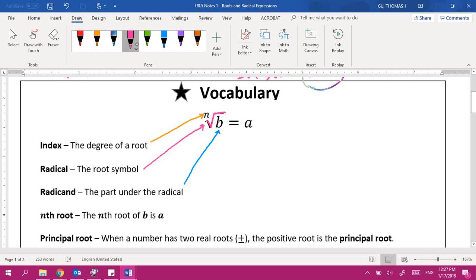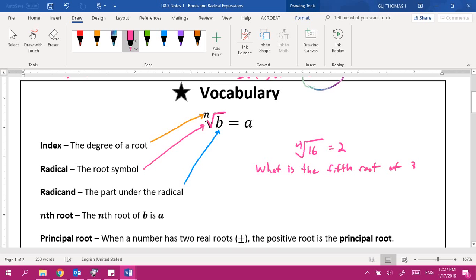So, just a quick example just to show you guys. How would you read this? The fourth root of 16 equals 2. That's right, the fourth root of 16 equals 2. Perfect. And so it's important to know this reading, because what if I ask you this? What is the fifth root of 32? How would you write that?